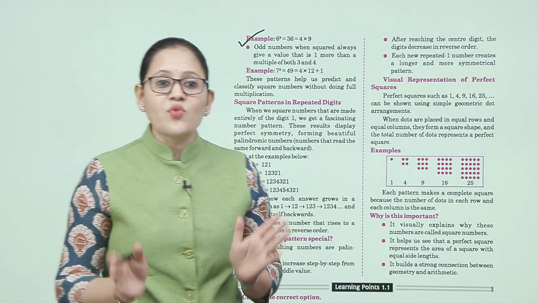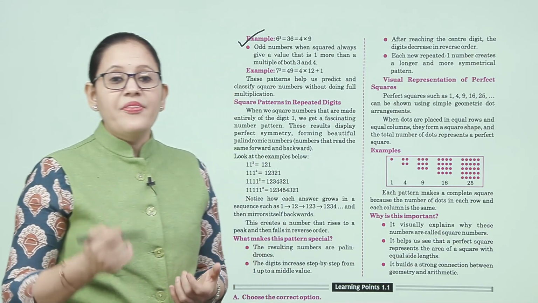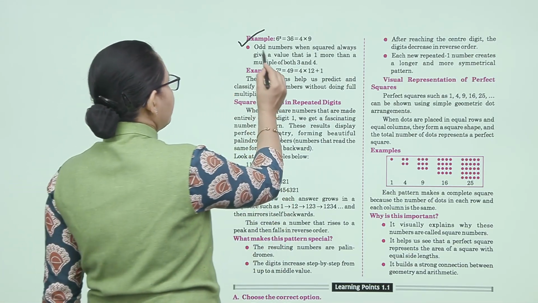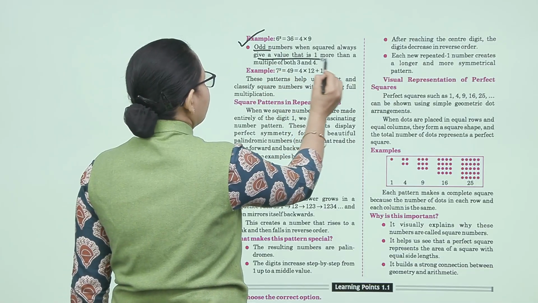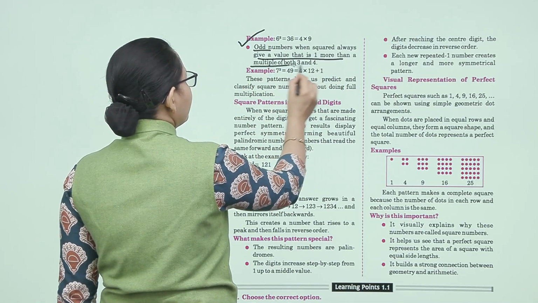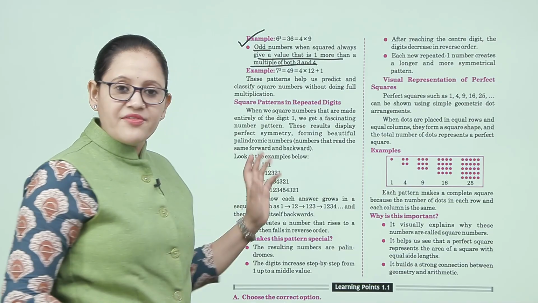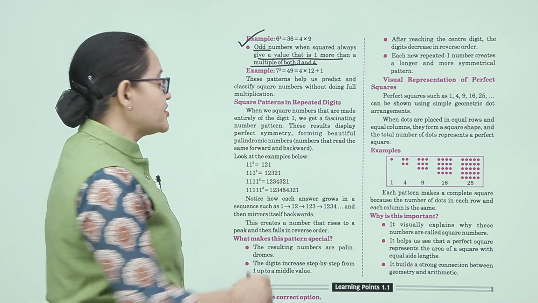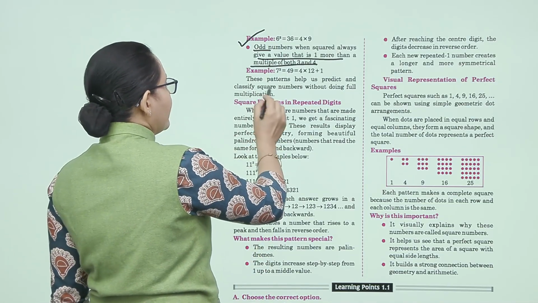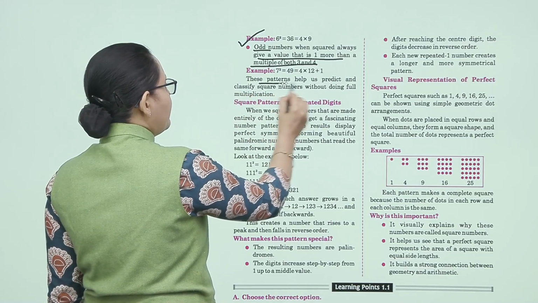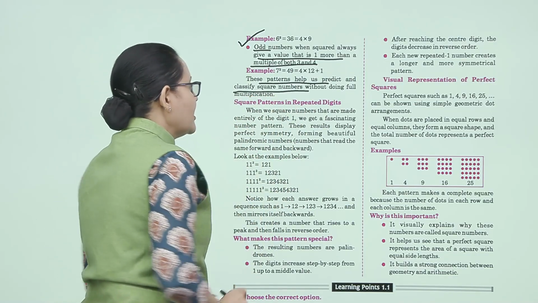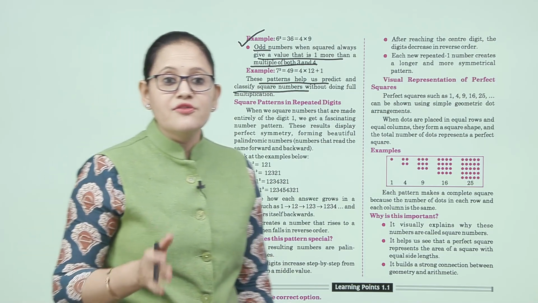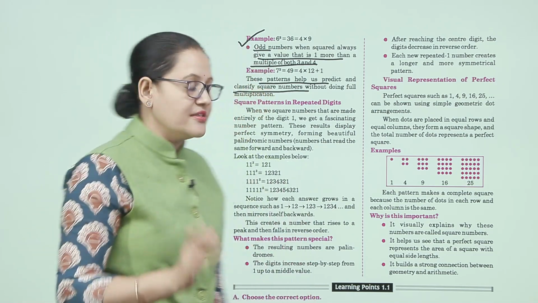Odd numbers when squared always give a value that is 1 more than a multiple. If the number is odd, then it will give 1 more than a multiple of both 3 and 4. The square of 7 is 49, which equals 4 into 12 plus 1. These patterns help us to predict and classify square numbers without doing full multiplication.